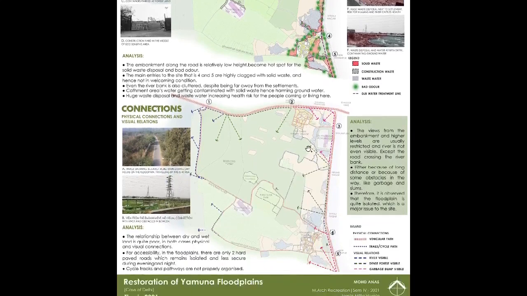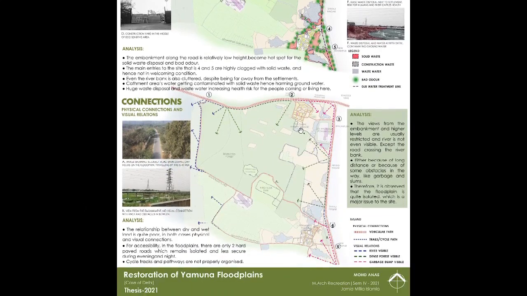Then the map is showing the connections, where physical and visual connections are present. With the map, I came to know that river connection is missing on the site, and physical connection to the recreational spaces is also missing.